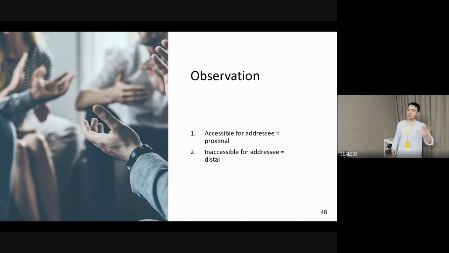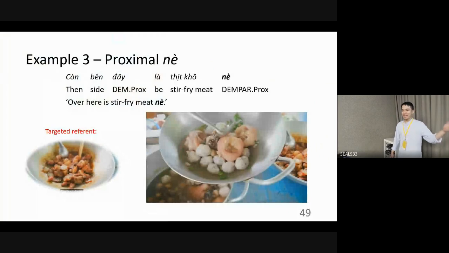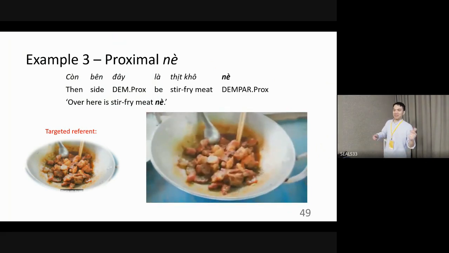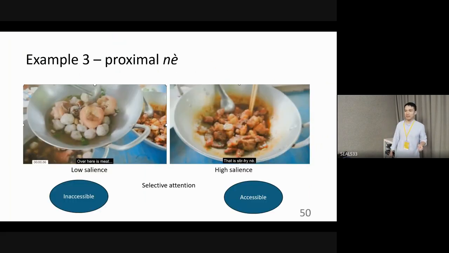And this approach actually allows us to better explain how Vietnamese particles function in discourse. So let's examine how proximal NA is being used here. In this one, the speaker behind camera is showing us some dishes, and this is our targeted referent called meat, like stir-fry meat. Okay. Again, see how the target referent is presented to us. The first frame was low salience because it was not in focus. But in the second frame, it now became salient. It's now become accessible. And so again, we see the proximal.